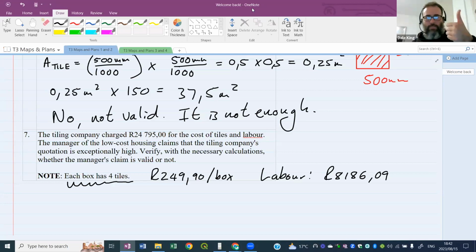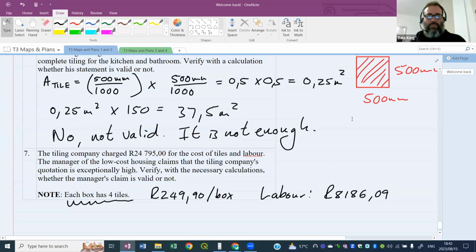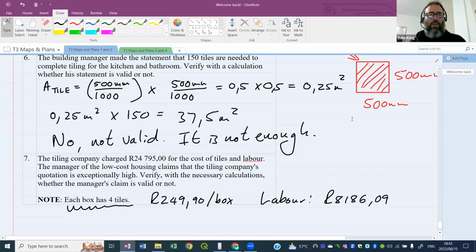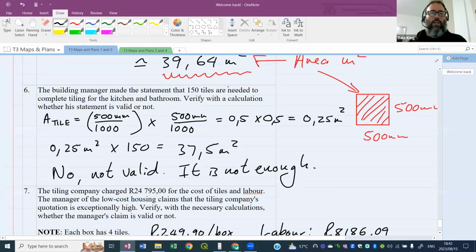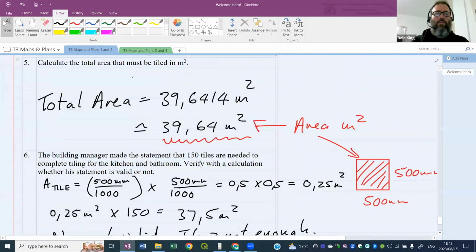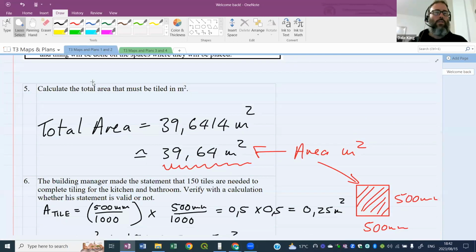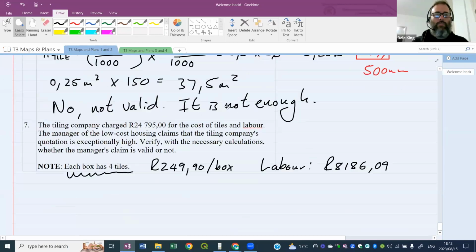You need labor. All right. You need to work out how many tiles you need. All right. And I'm not going to say any more from there. This exercise we did for question six is an indication of how you should work out how many tiles you need. All right. Just remember, our area is 39.64. So let me bring this down as well. This is all information we need. I'll bring this down as well. We need that.